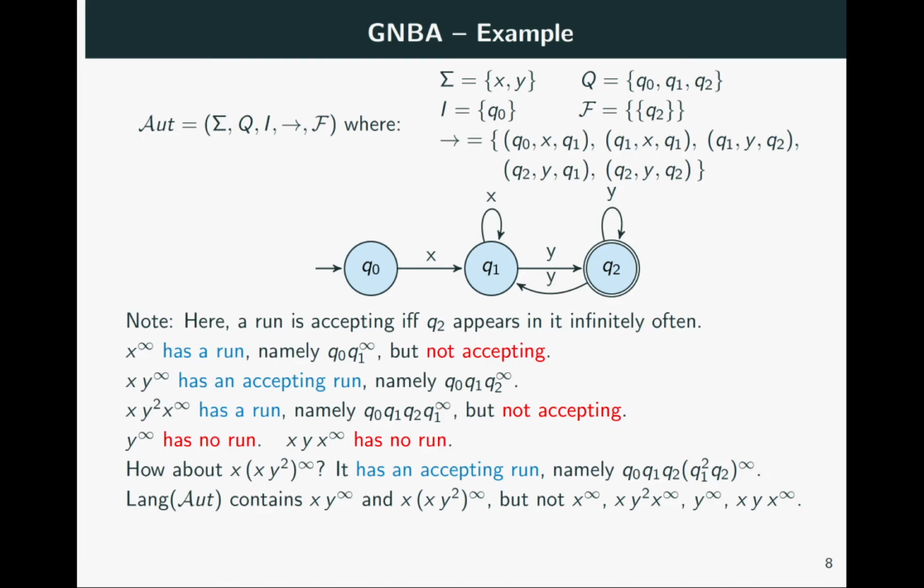Note that the fact that a particular run for a word is not accepting does not necessarily mean that the word itself is not accepted. The word might well have another run, which might be accepting. But in this case, the words for which we have shown that the particular run is not accepting, x infinitely and x, y, 2, x infinitely, turn out not to have any accepting run. So they turn out not to be in the language, as you can check for yourselves.